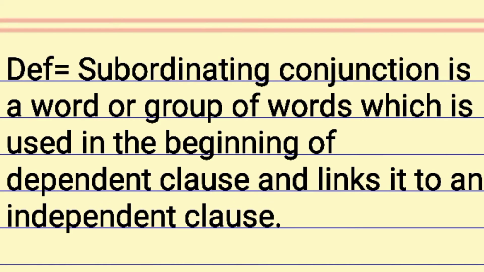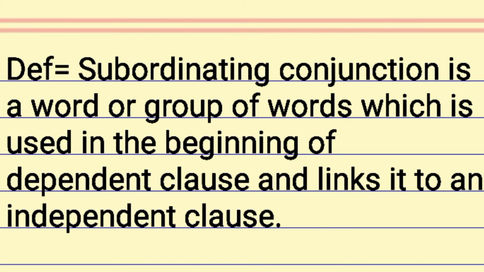A subordinating conjunction is a word or group of words which is placed at the beginning of a dependent clause and links it to an independent clause. Keep in mind, subordinating conjunctions are always used at the beginning of a dependent clause, not at the beginning of an independent clause. It links a dependent clause with an independent clause. Now, what is a dependent clause and an independent clause?